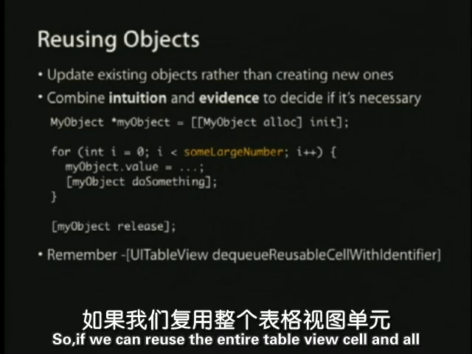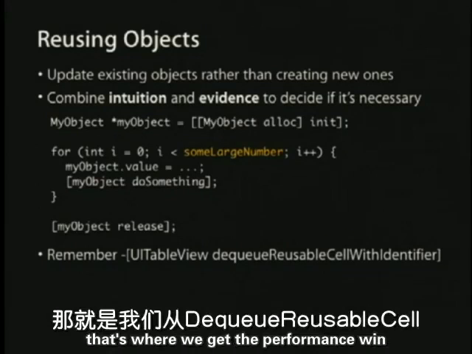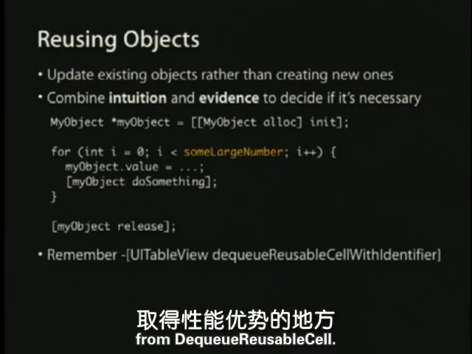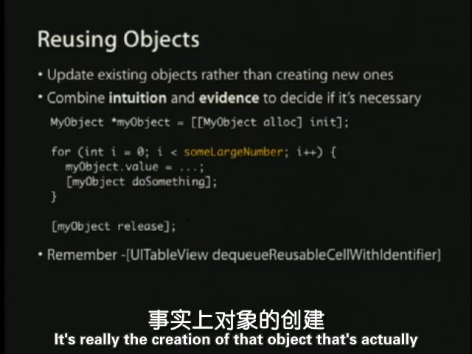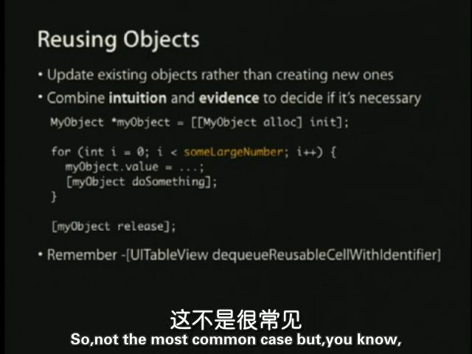So if we can reuse the entire table view cell and all of its subviews and just redraw a line of text in it, that's where we get the performance win from dequeueReusableCell. It's really the creation of that object that's actually pretty expensive. So not the most common case, but places like this, it does come up.